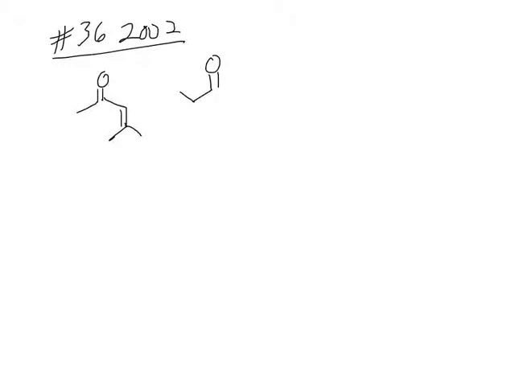Let's look at number 36 in 2002. So we have the alpha beta unsaturated ketone, which we always know is going to be the electrophile. Oops, should be an oxygen there. We have this diester, and we only have two of these things. It makes it more acidic in the middle, because there's resonance possible for it.